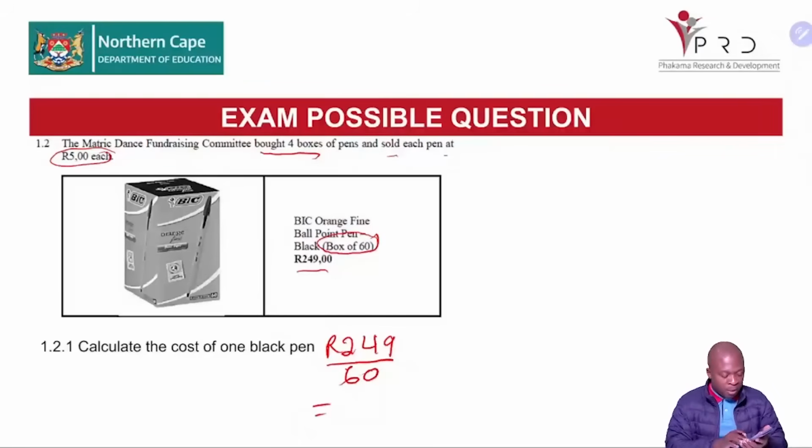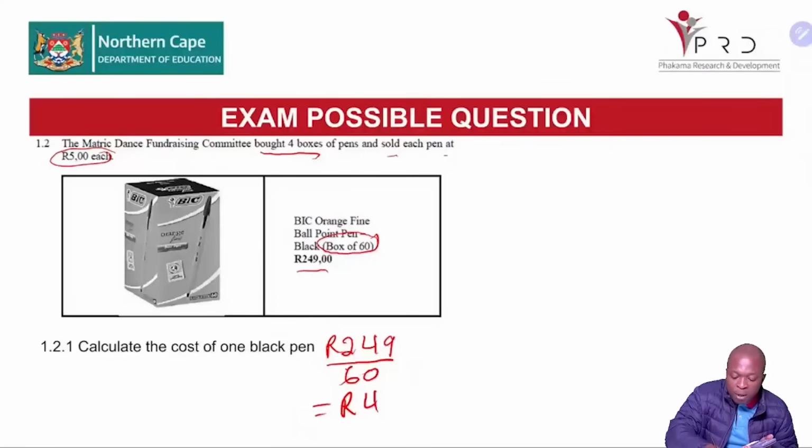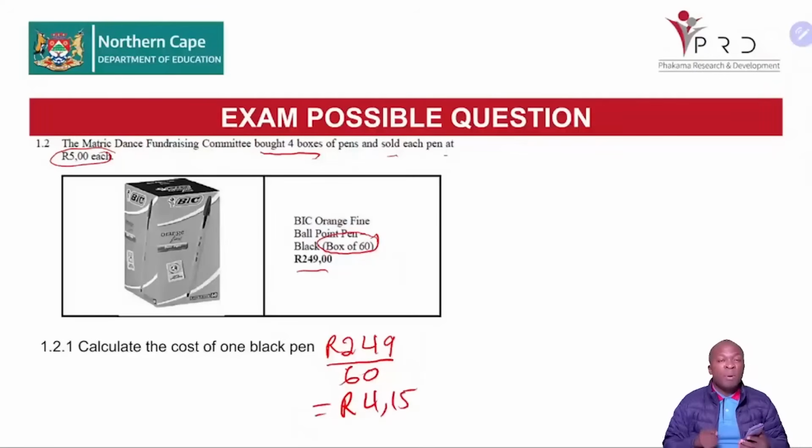So let's get it quickly. It's going to be 249 divided by 60 pens. That means that each pen, we bought it for 4 rand 15 cents. Remember, it's money, so it must be 2 decimal places. Don't forget. Okay, let's look at the next question.